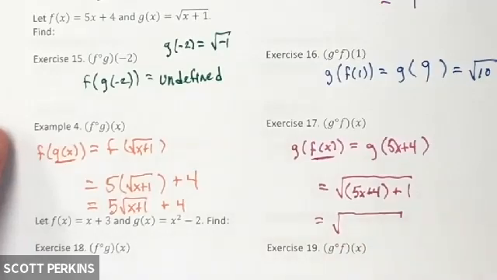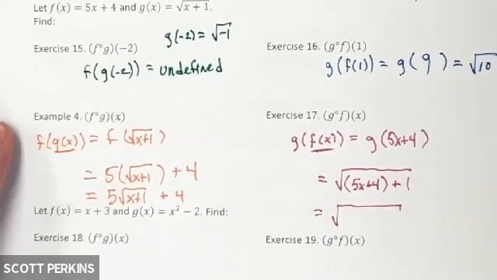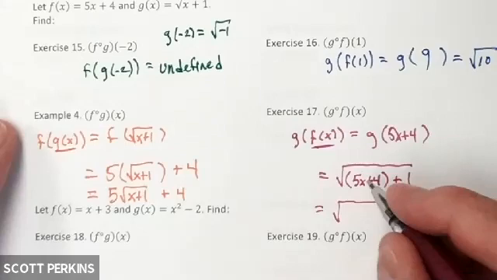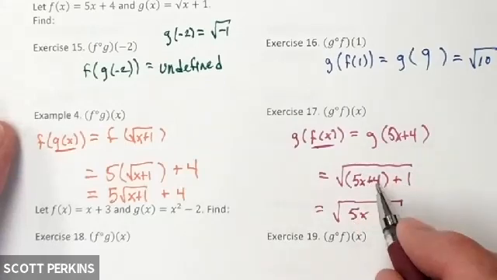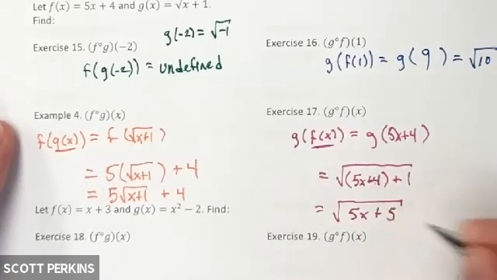There's one little thing I can do on this one. I do have a pair of like terms under there. So when I compose this, I've got the square root of 5x, and then 4 plus 1 is plus 5.